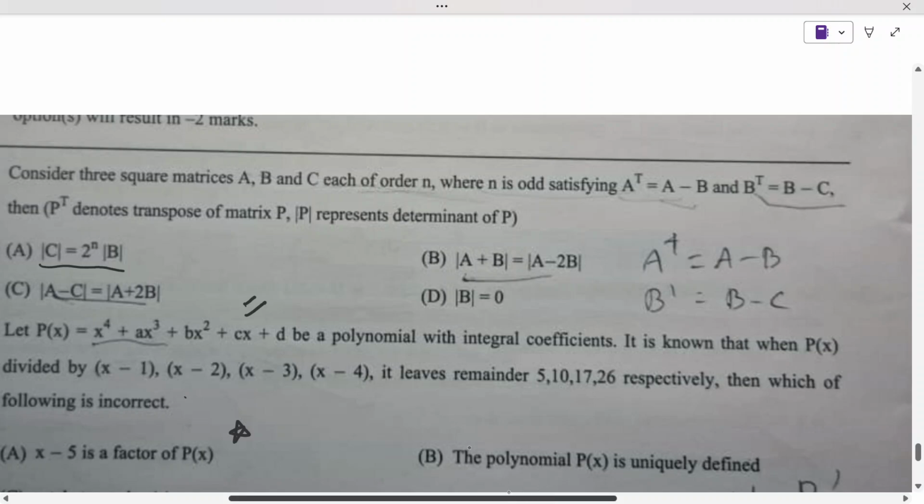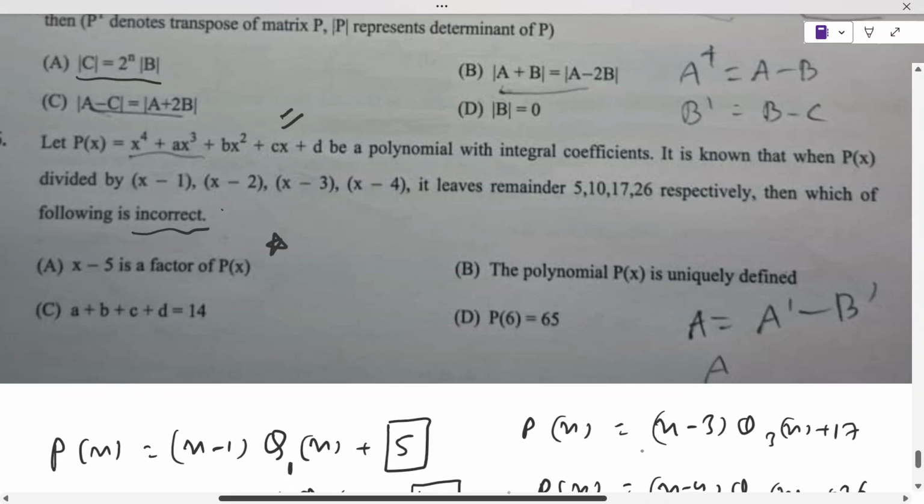As far as I think, you have to just make equations and then prove, because the conditions are not matching, and you have to check the following options are incorrect. And I think the polynomial is not uniquely determined, according to me.